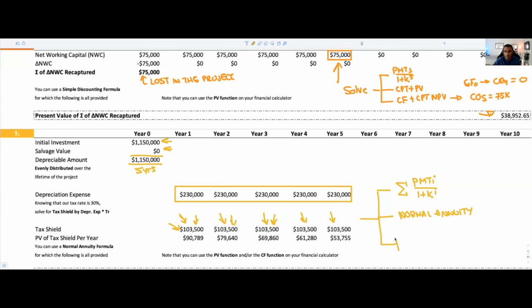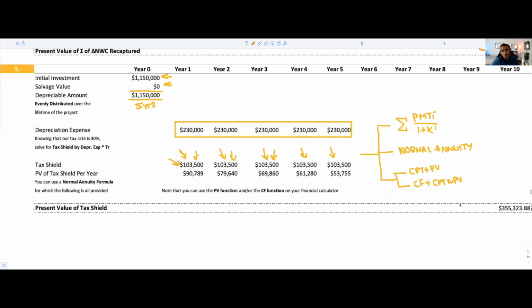Or you could use your calculator. Within your calculator, you could use two methods. You could use the compute for present value method, or you could use the CF plus compute NPV method. Very straightforward. Listen, as I always say, all paths lead to Rome. Because of that, you can choose whatever works best for you. And boom, just like that, you get the present value of your tax shield.